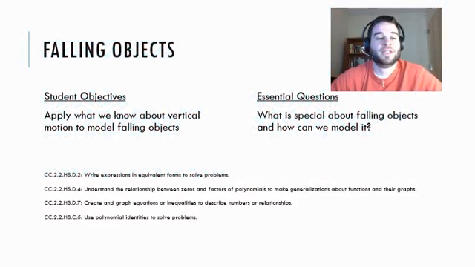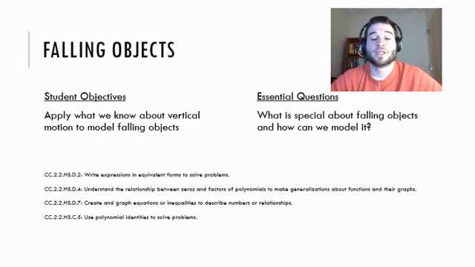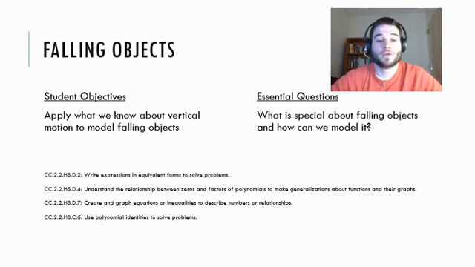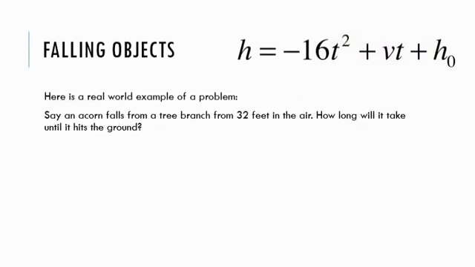Our student objectives in this lesson are to apply what we know about vertical motion to falling objects. The essential question: what is special about falling objects and how can we model it using vertical motion? Below you'll see the Common Core standards. I put up in the top right corner the vertical motion equation, and we're going to do a real life example of a falling object.